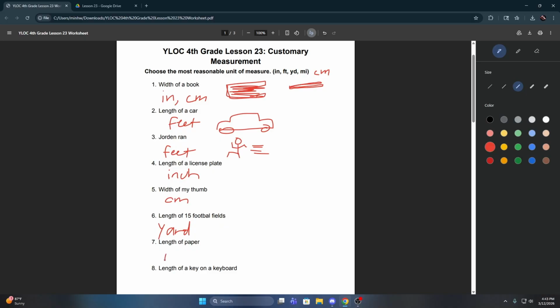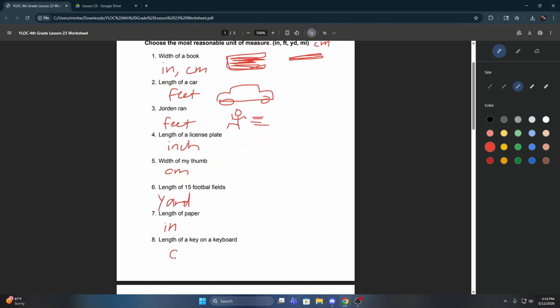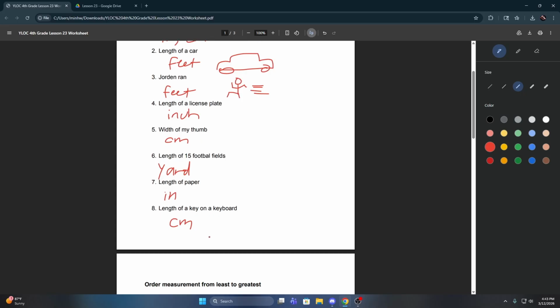The length of paper, inches. They're not talking about the thickness of paper. That would be millimeters, right? Maybe even less. But in this case, we want the length of the paper, inches. The length of a key on a keyboard. Probably centimeters, right? It's smaller than an inch for sure, so you want to work with centimeters.